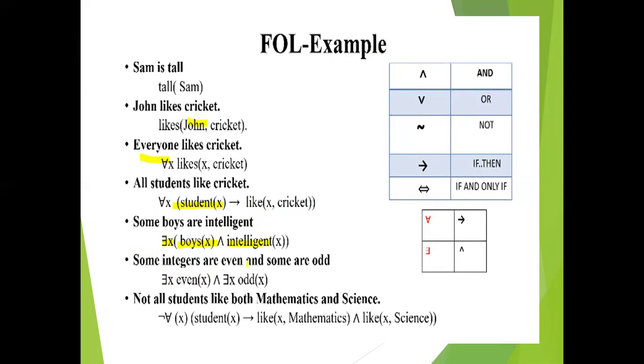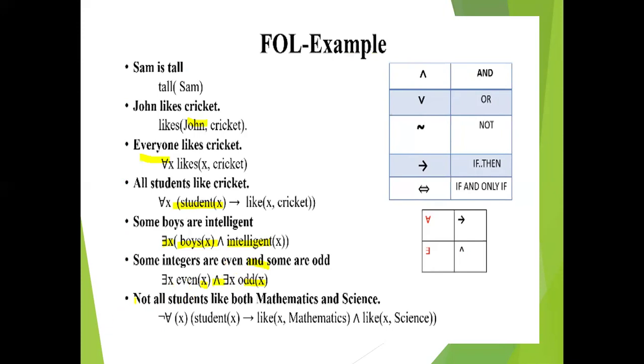Some integers are even and some are odd. So for some, you are representing using existential quantifiers, X, even X, or X, odd X. Sorry, not or, here they have given and. So for that we are using and.